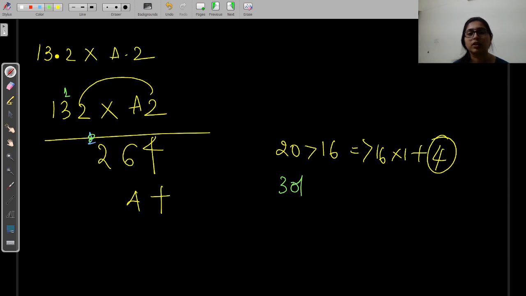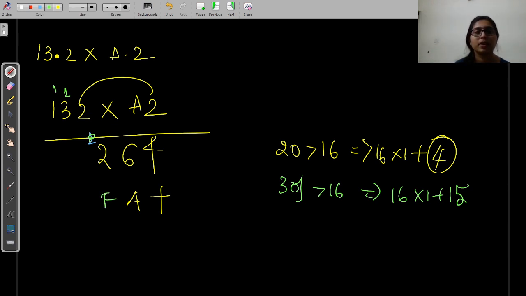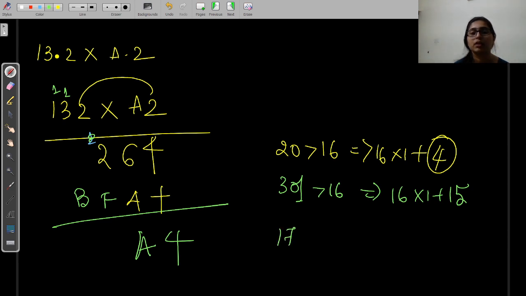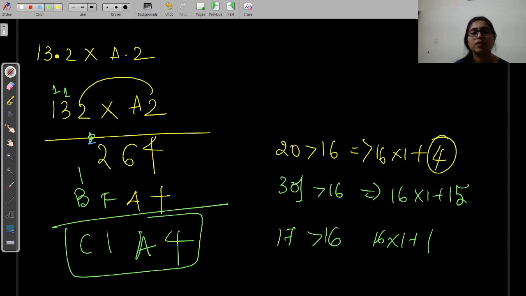So 30 plus 1, 31. 31 is greater than 16, so 16 into 1 plus 15, 31. 15 is F. This one I am taking as carry. Once again 10 into 1, 10 plus 1, 11. 11 I can write as it is, B. Now add this: 4, 6 plus 4, 10. 10 is A. 15 plus 2, 17, greater than 16, so 16 into 1 plus 1, 17. So 1 and 1, this is C. C1A4. Now I am going to put the hexadecimal point here: C1.A4. This is the method.